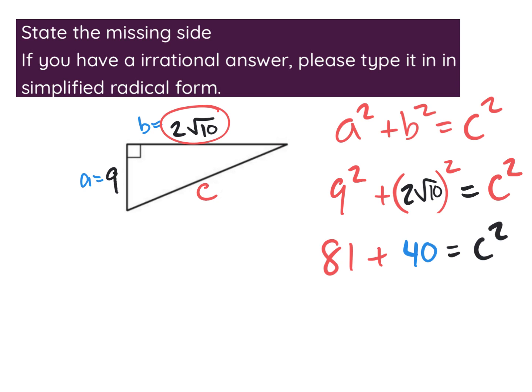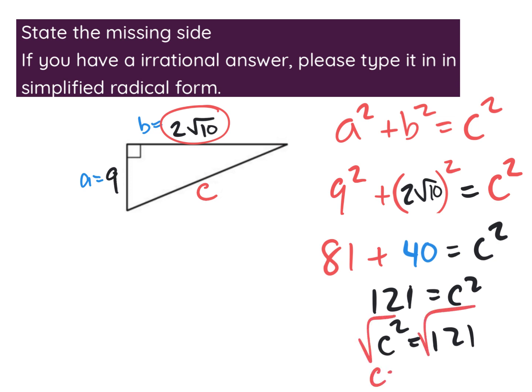And then you could actually add 81 and 40, that's going to be 121 equals C squared. I like seeing it as C squared equals 121. And to get rid of the square, you square root and you square root, which means C equals plus or minus, but we know that we're talking about distance, which is always positive, which would be 11. So this distance from here to here is 11, okay?